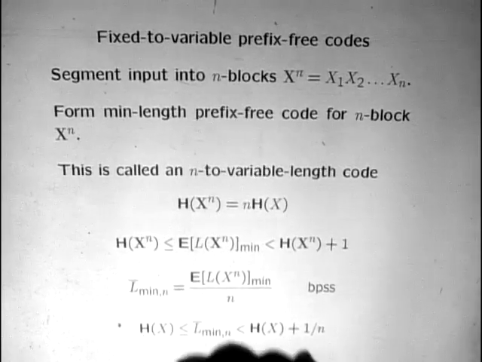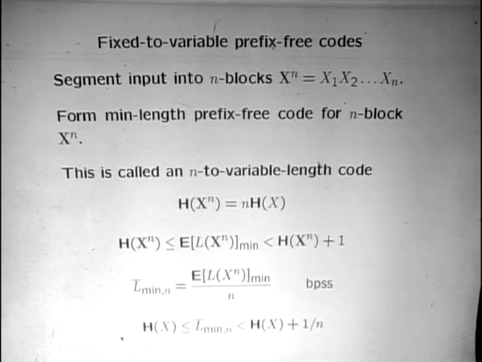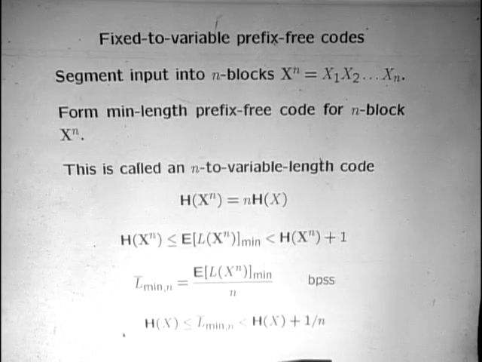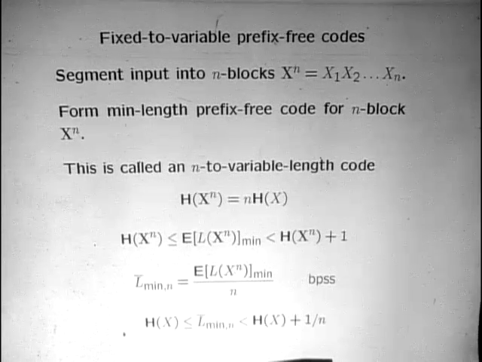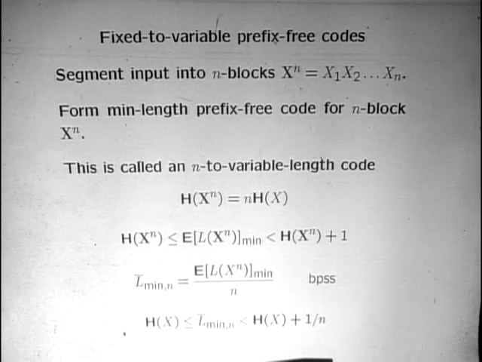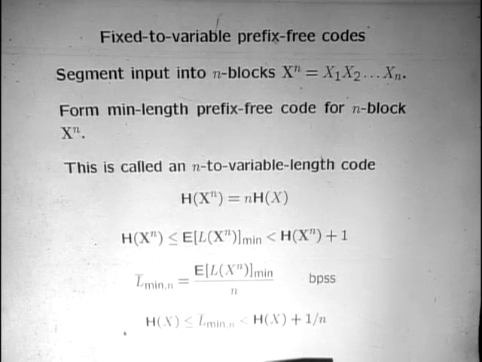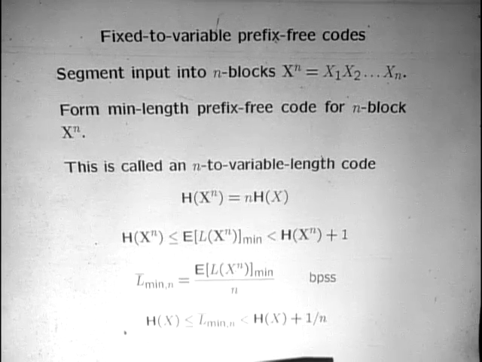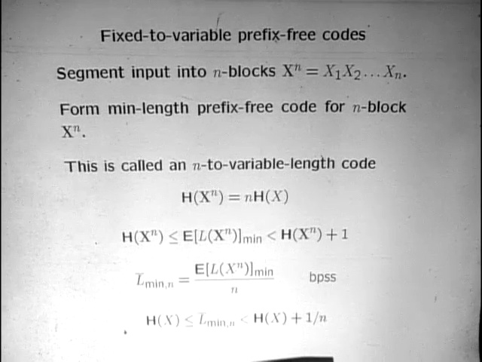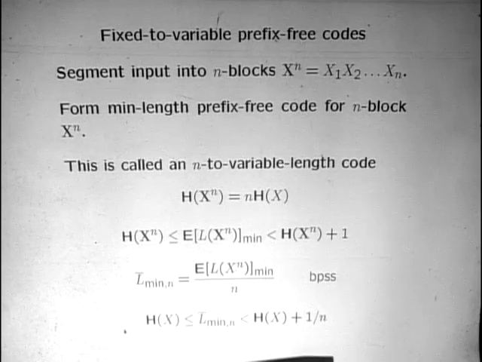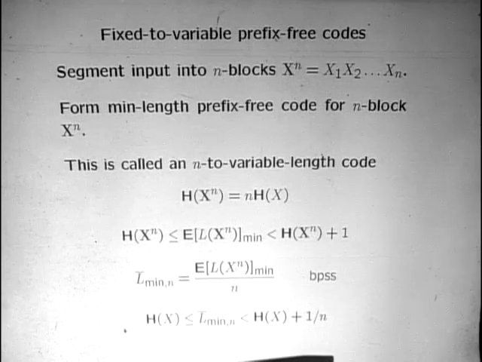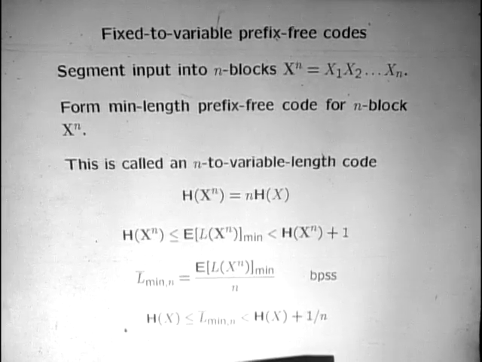Okay, so the next thing is how do we do fixed to variable prefix-free codes, and what do we gain by it? The thing we're going to do now, instead of trying to compress one symbol at a time from the source, is segment the source into blocks of n symbols each, and then encode each block of n symbols. Now, what's new there? Nothing whatsoever is new. A block of n symbols is just a chance variable. We know how to do optimal encoding of chance variables, namely we use the Huffman algorithm. You can do that here on these n-blocks.